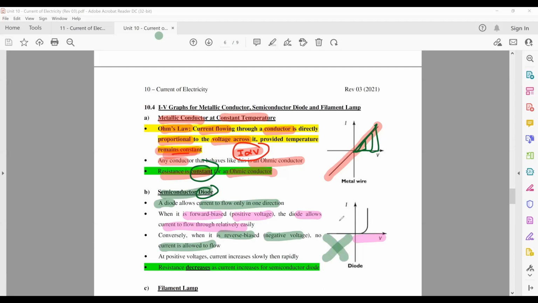Okay. So what do we mean by having positive voltage and negative voltage? It is something like this. This one is your diode. When you have it like this, current can flow, right? This is what we mean as forward bias. This is where you have positive voltage.